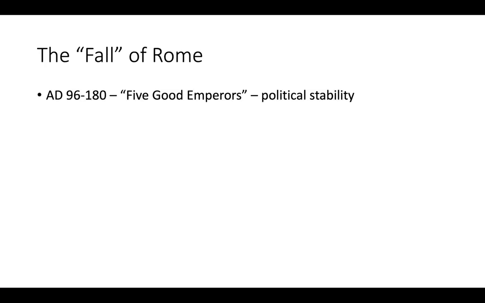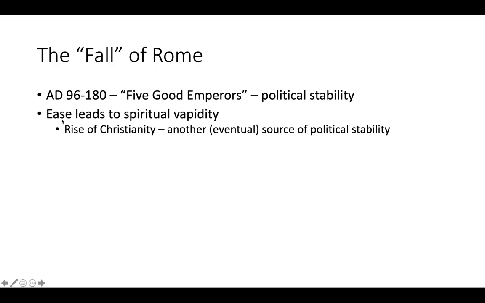Okay, so how does Rome fall? It's very stable for a long time. This is the time period referred to as the five good emperors, these very stable and peaceful emperors. But as typically happens, as lives become easier to live, people can lose sight of the virtue of struggle. And so political and economic ease can lead to a sort of spiritual vapidity. This is what people say, at least. And this kind of explains why a religion like Christianity, which is a religion of slaves, would rise.